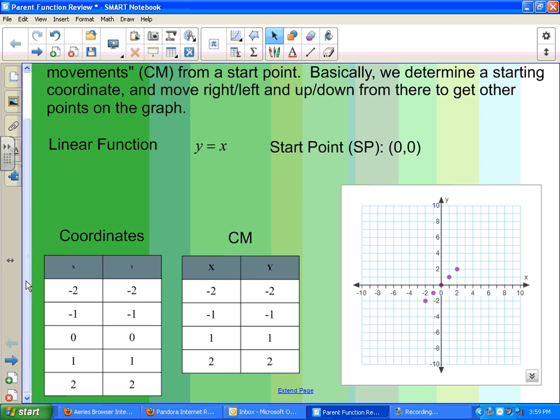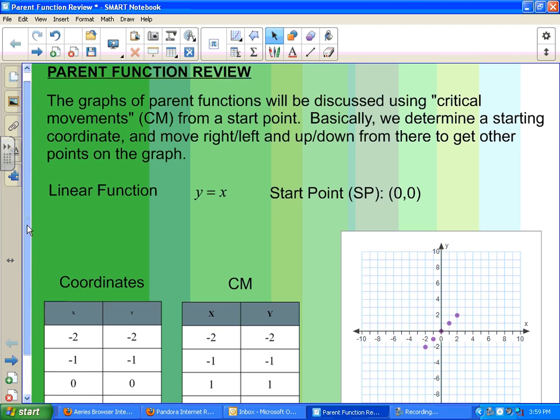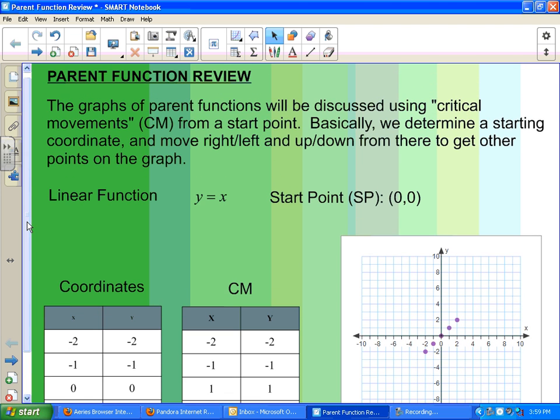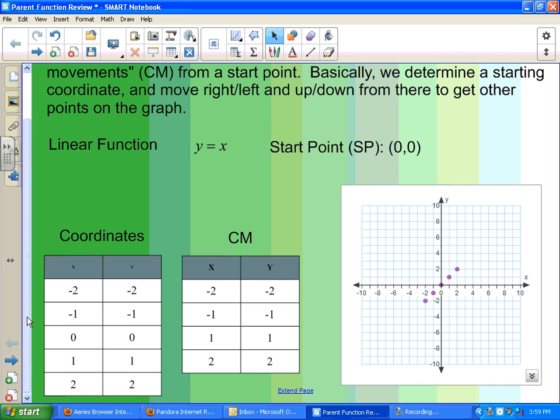So let's take a look at 9 different functions here. First one is a linear function, y equals x. We're going to refer to these concepts of critical movements, and what critical movements are is they are right, left, up, and down movements from some start point that helps me generate the other points of the graph. So I'll be referring to a start point for all of these functions and then their respective critical movements.